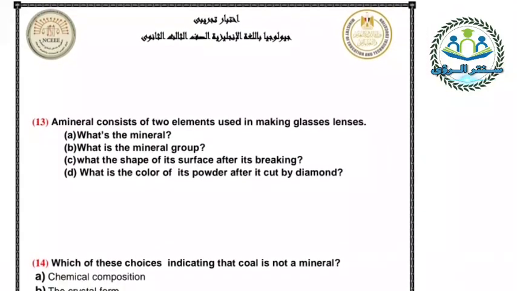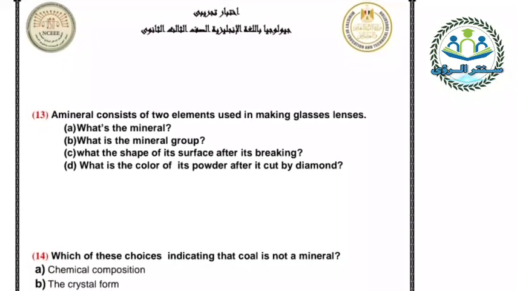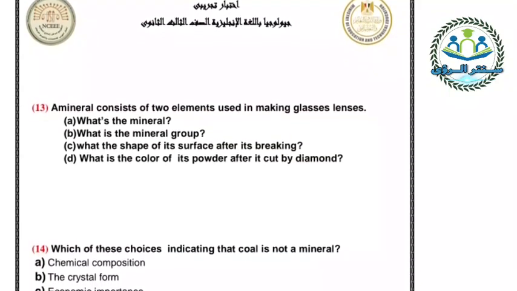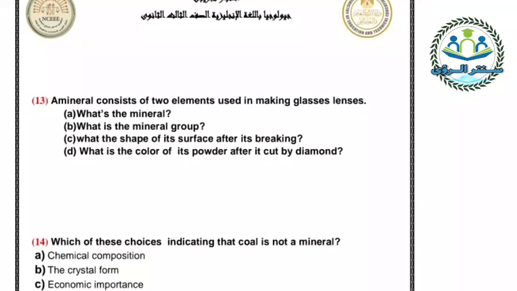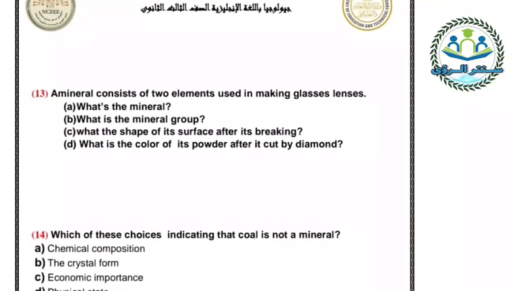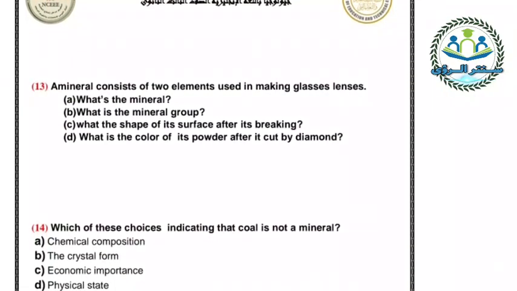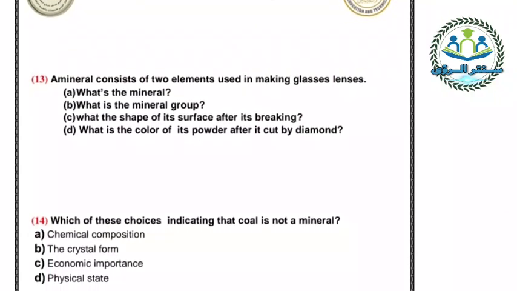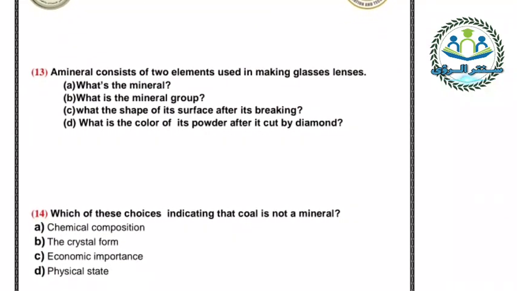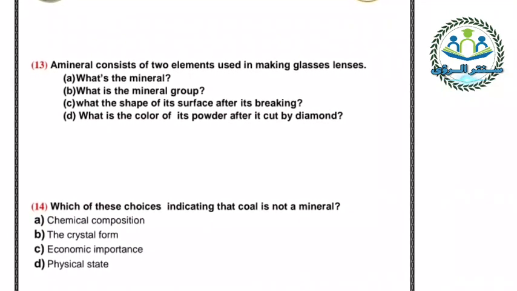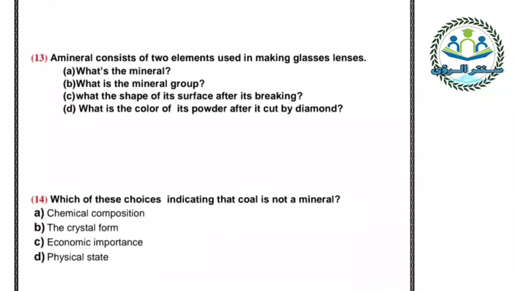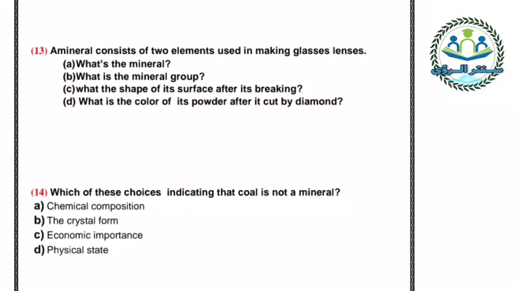13. A mineral consists of two elements used in making glasses lenses. A. What's the mineral? B. What is the mineral group? C. What's the shape of its surface after its breaking? D. What is the color of its powder after it is cut by diamond?